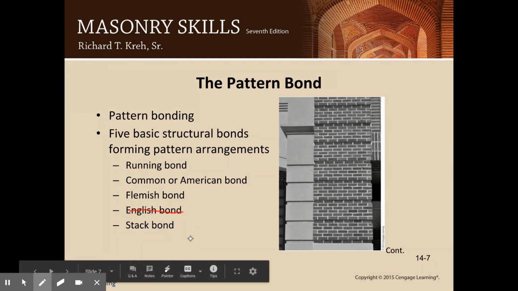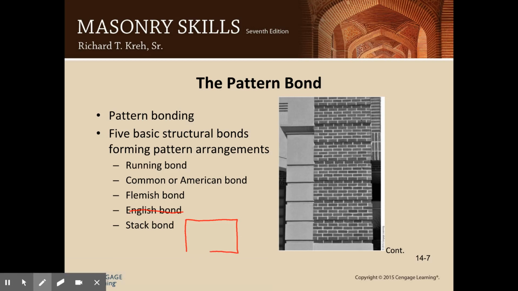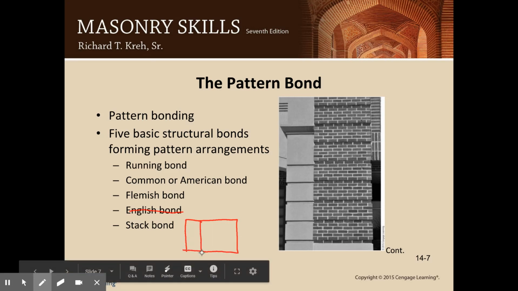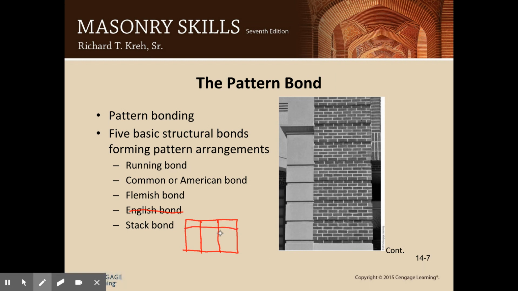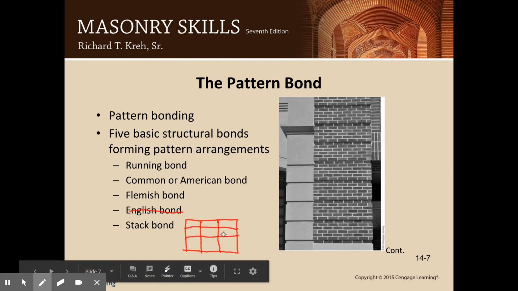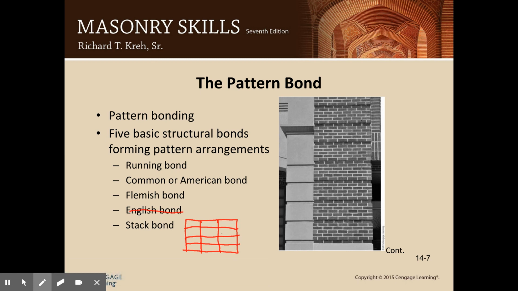The stack bond is probably the most straightforward and easiest to find. If you were to look at a wall that has a stack bond, it's all the bricks just laid one on top of the other with no overlap at all.